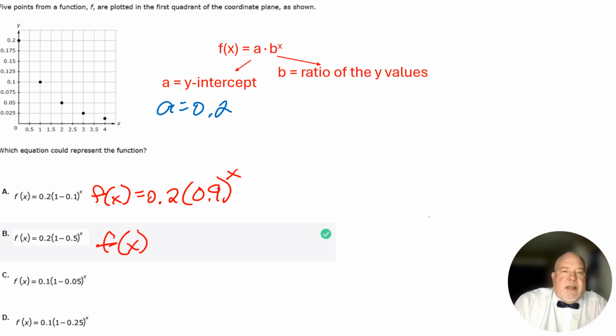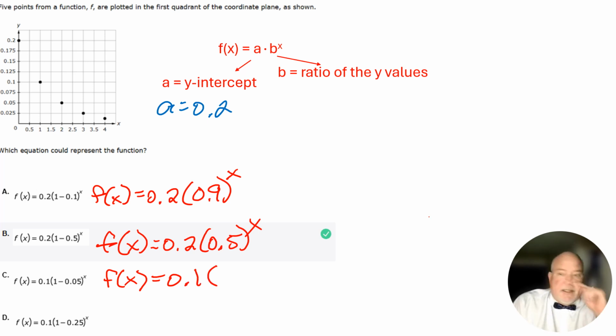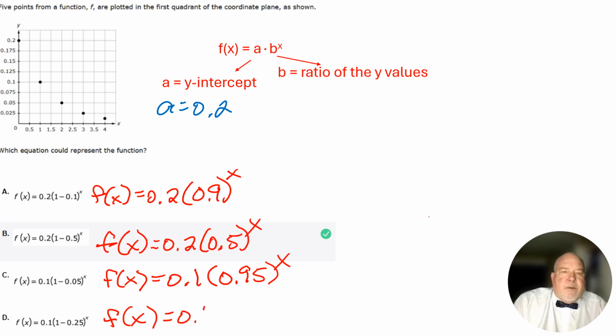So I'm going to rewrite this one, f of x equals 0.2. 1 minus 0.5 gives me 0.5 to the x power. And f of x equals 0.1. So if they give you something and it's not in the standard form, go ahead and rewrite the answers in the standard form. And then 1 minus 0.05 gives me 0.95 to the x power. And then the last one, I have f of x equals 0.1 times 0.75 to the x power.